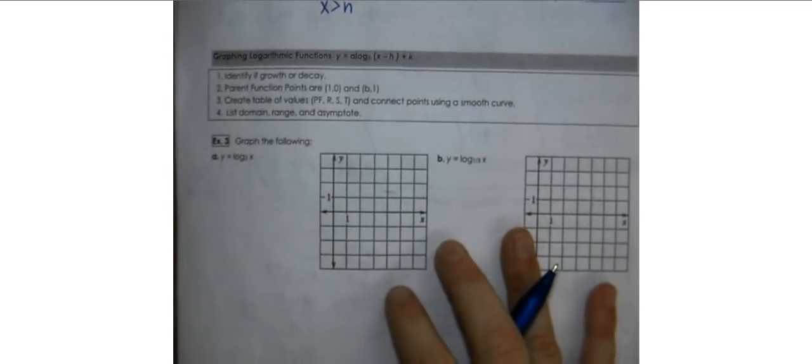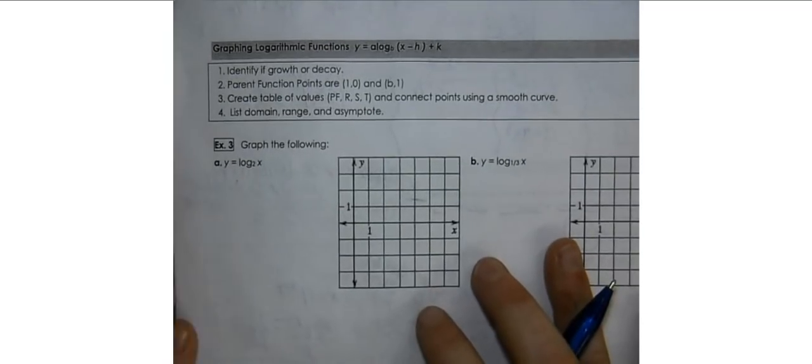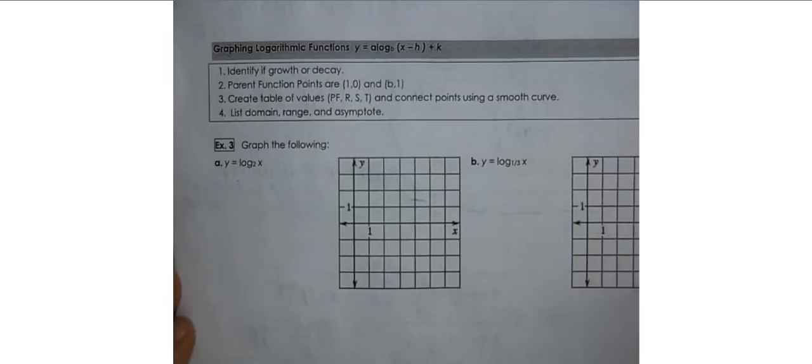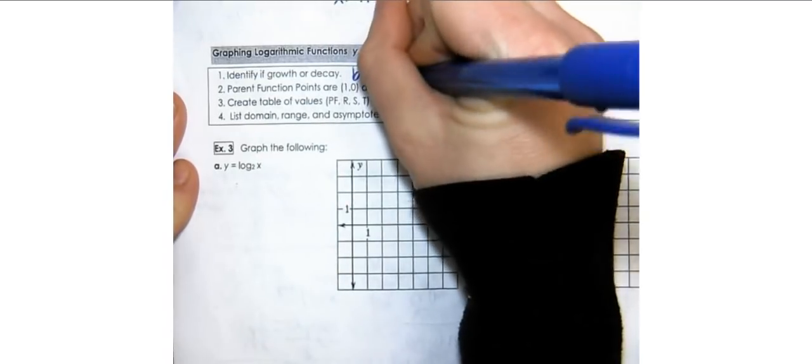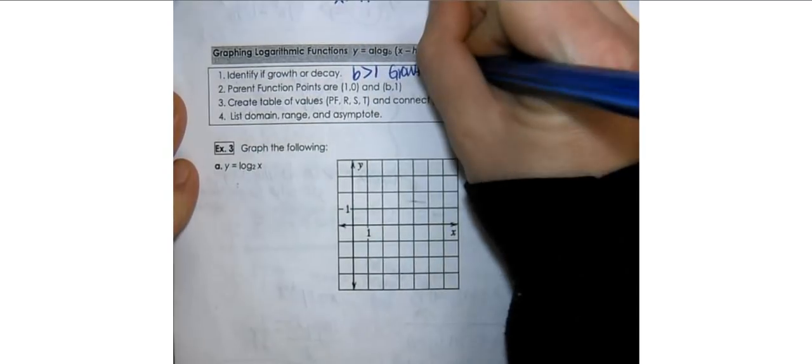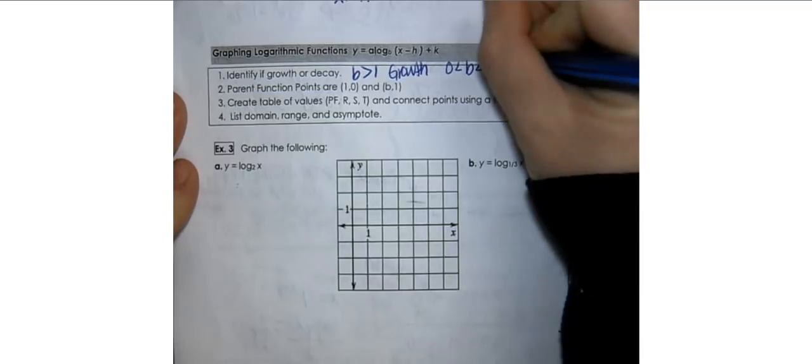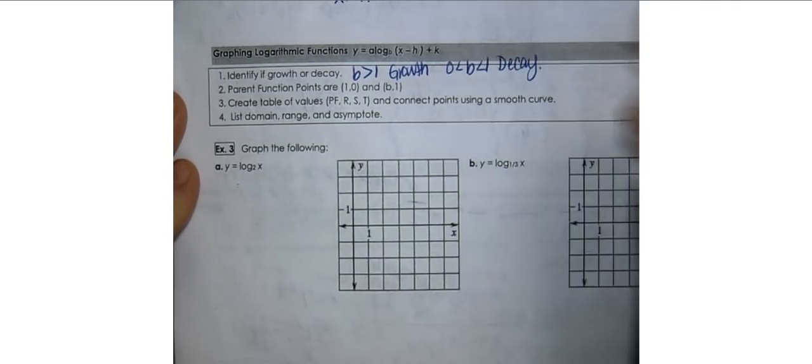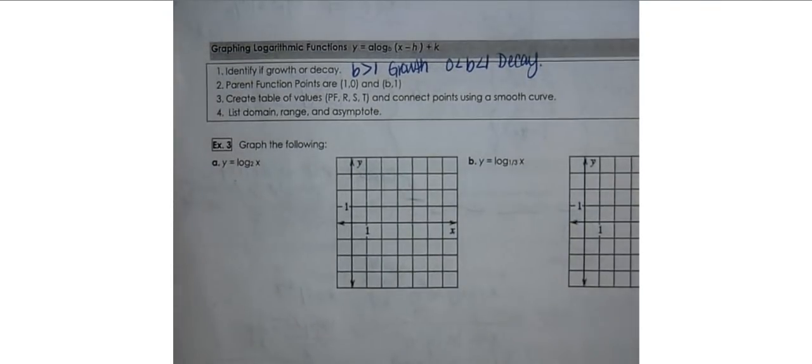All right, here we go. Let's go ahead and graph these. The first thing that we want to do for these types of problems is identify if you're going to be dealing with a growth or decay, and it just depends on what your b value is. If your b value is greater than 1, you'll have growth. And if your b value is in between 0 and 1, we'll have decay. So it's important that you have an idea if your graph is going to be increasing or decreasing.